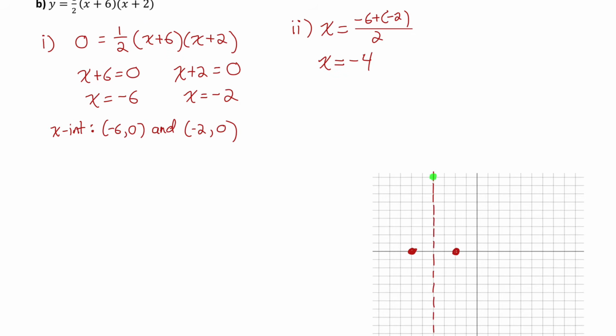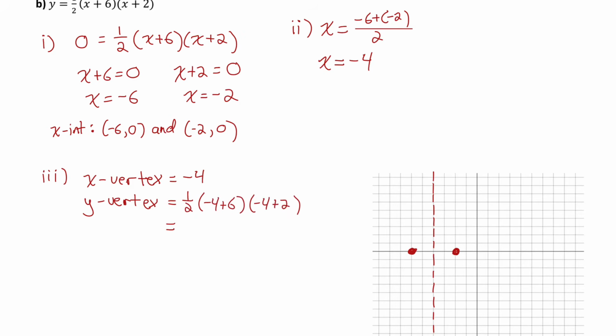And then I know the vertex is going to fall along that axis of symmetry somewhere. So the x-coordinate of the vertex is going to be equal to negative 4. And to get the y-coordinate of the vertex, we'll have to sub that negative 4 into the factored form equation for these x's. And simplifying this, I get a half times 2 times negative 2, which is equal to negative 2. So the vertex is at the point negative 4, negative 2. And I can plot that on my grid.